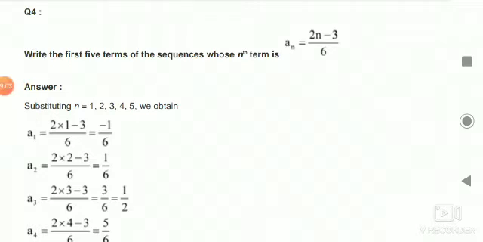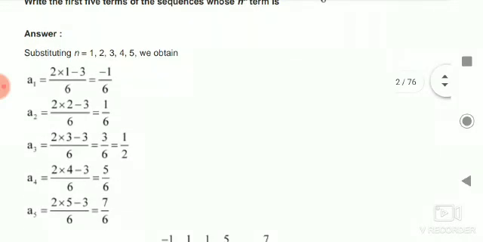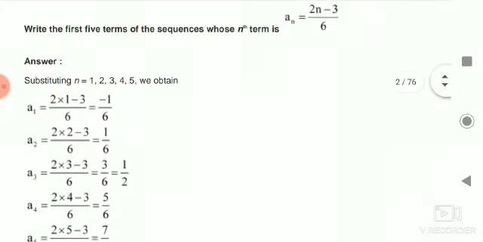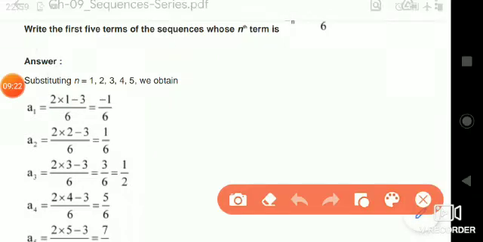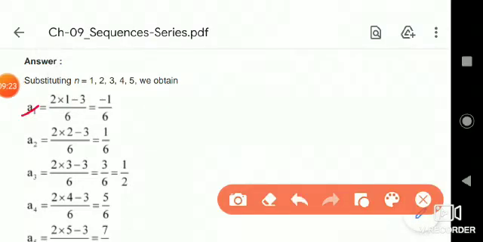That is, write the first 5 terms of the sequence whose nth term is an is equal to (2n minus 3) divided by 6. Since the nth term is an is equal to (2n minus 3) divided by 6, since we want the 5 terms, n will be ranging from 1 to 5. Therefore, if n is 1, then we have (2 into 1 minus 3) divided by 6, that gives minus 1 by 6. N is replaced by 2.